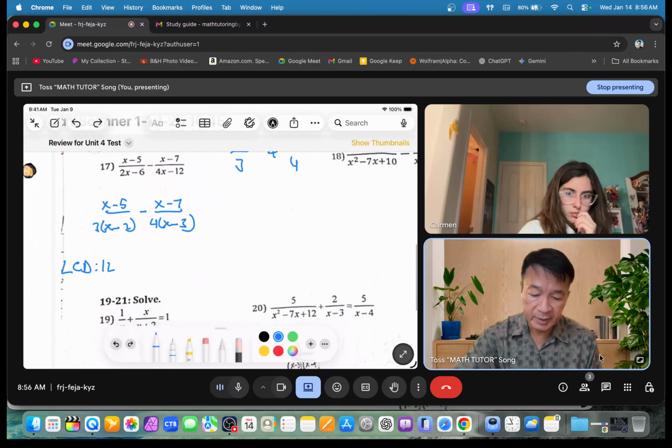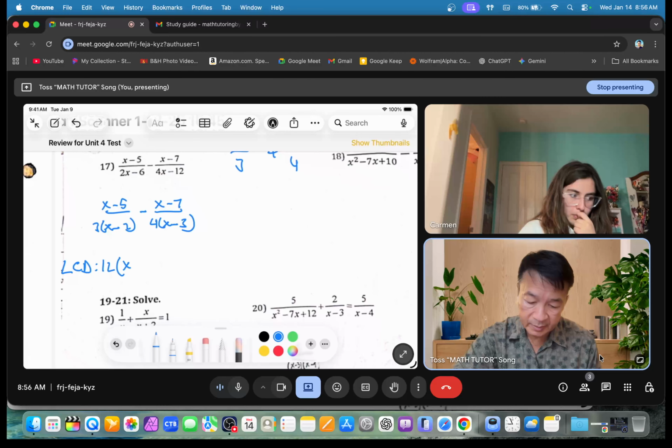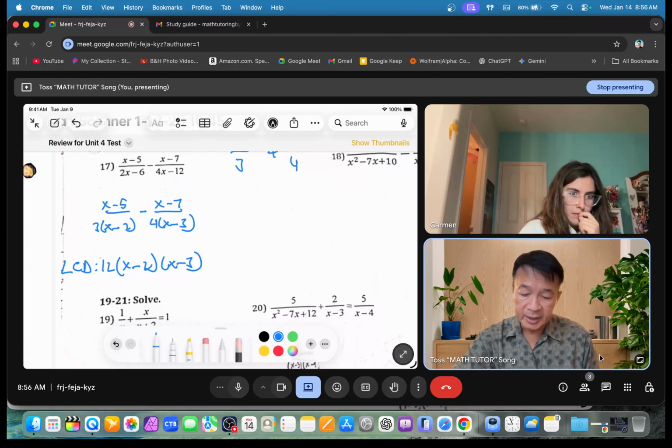Now, you're not done with the LCD here. You have the x minus 2 and x minus 3. They're completely different, right? That means you have to use both of them. So here it is: x minus 2, x minus 3. There's your complete LCD. Had this been a 24 here, the whole thing would be considered the LCD. But we got the LCD.